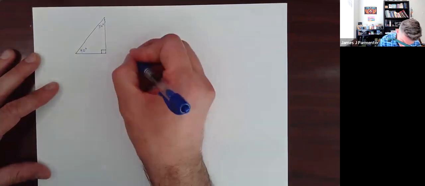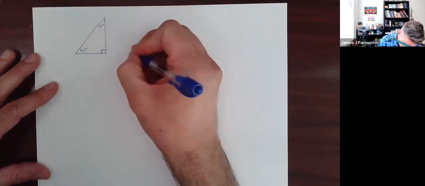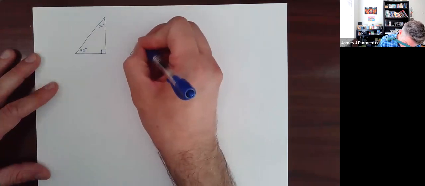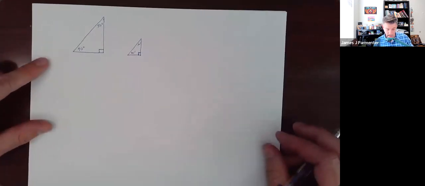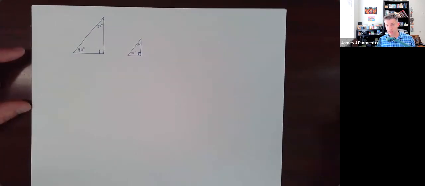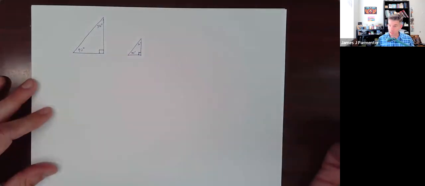So if I draw a smaller triangle where the angles are the same, that's 40 degrees, that's 50 degrees, it's a right angle. These triangles are also similar to each other. It doesn't matter that we don't actually know the side lengths. If we know all the angles are the same, the side lengths are going to be in the same proportion to each other.